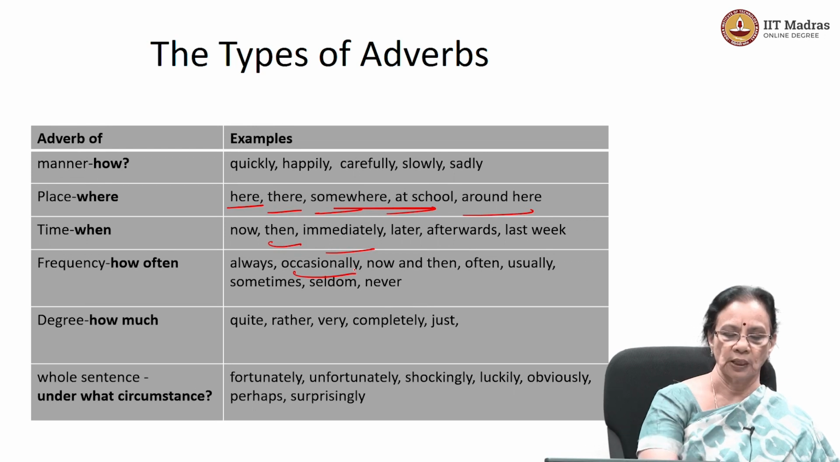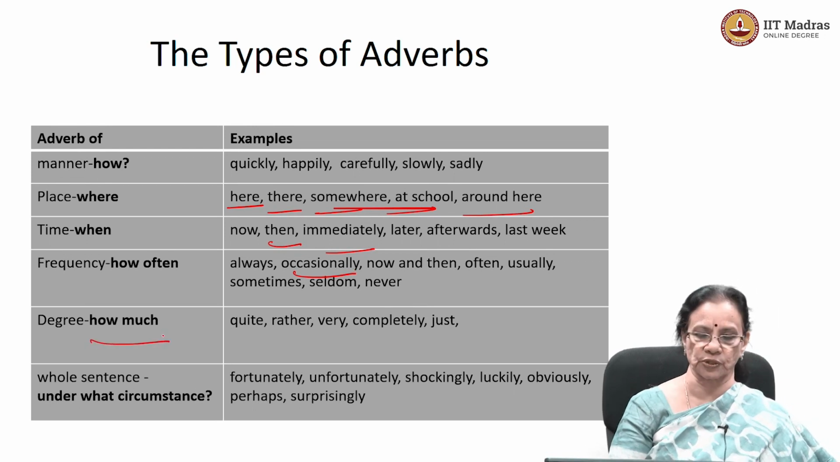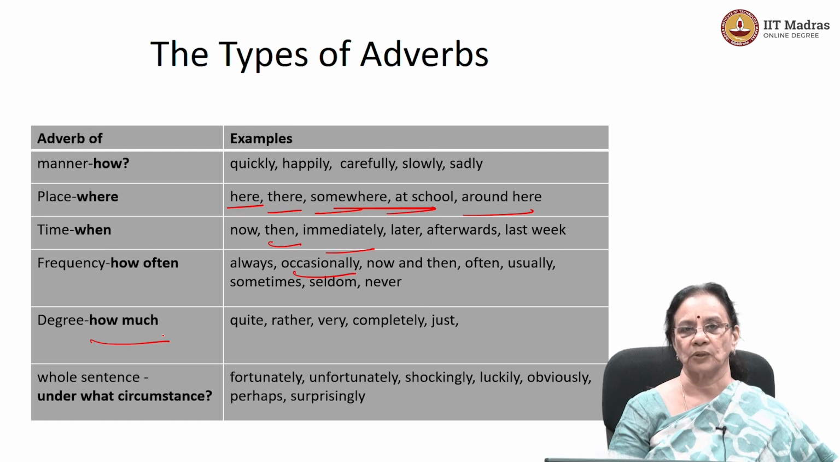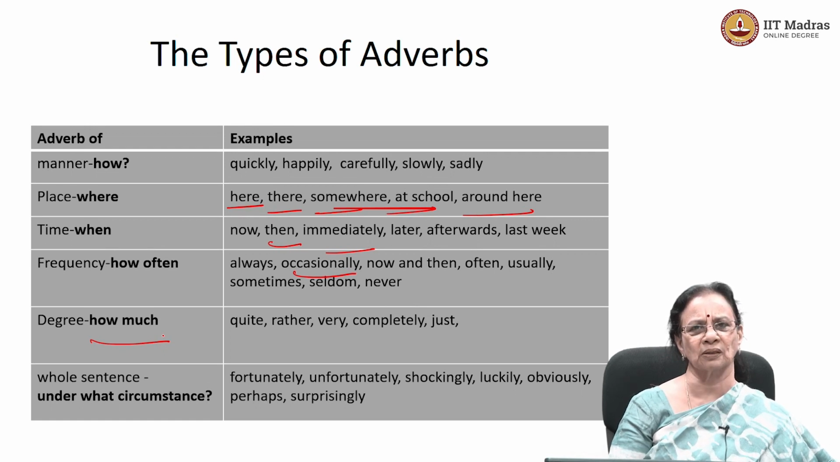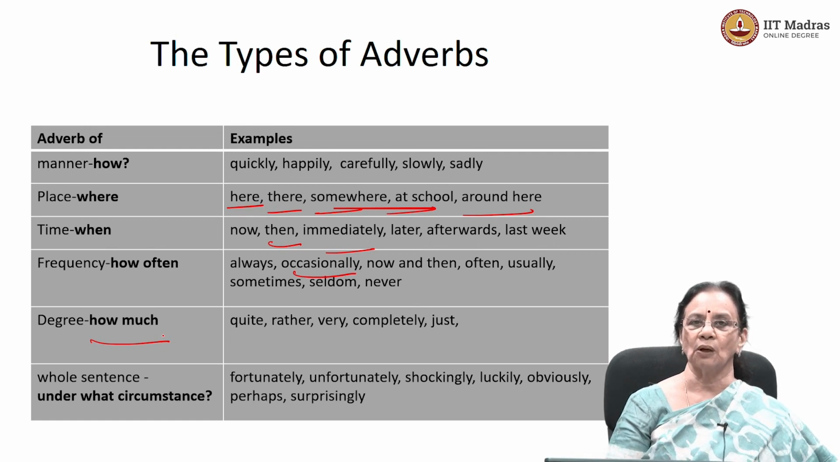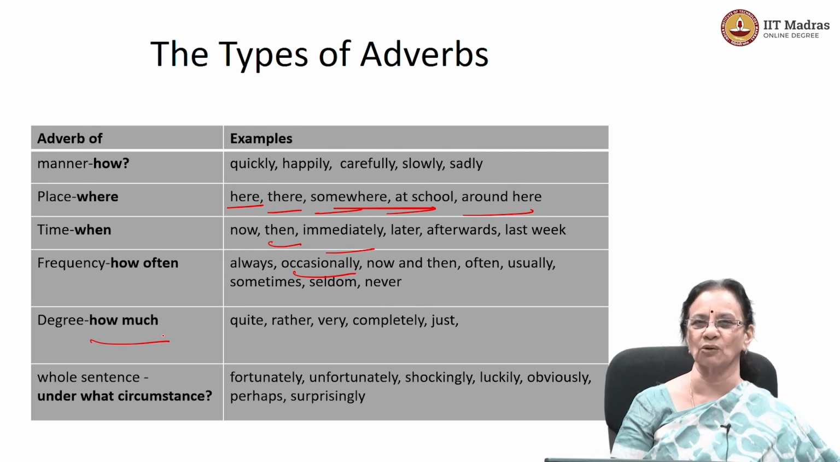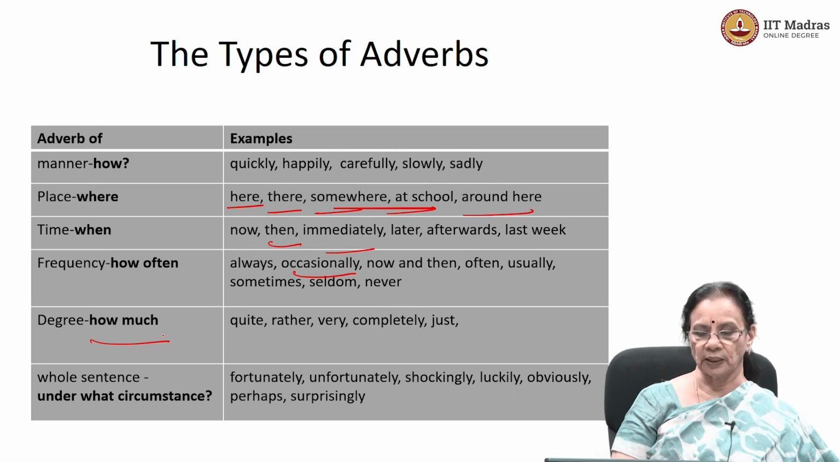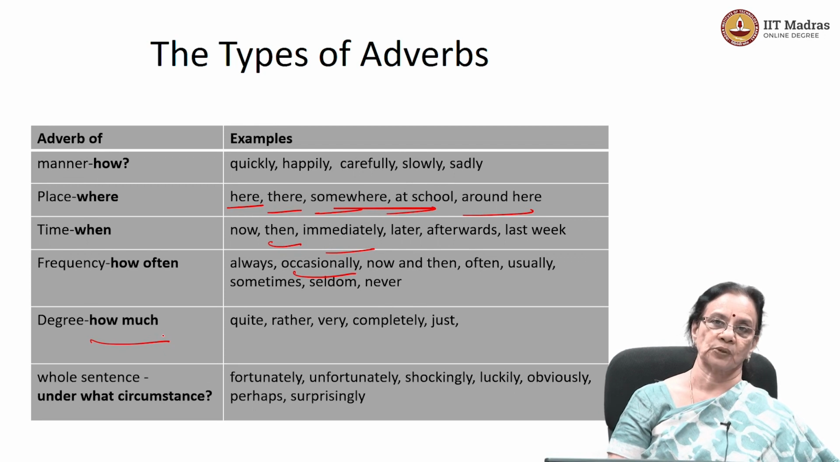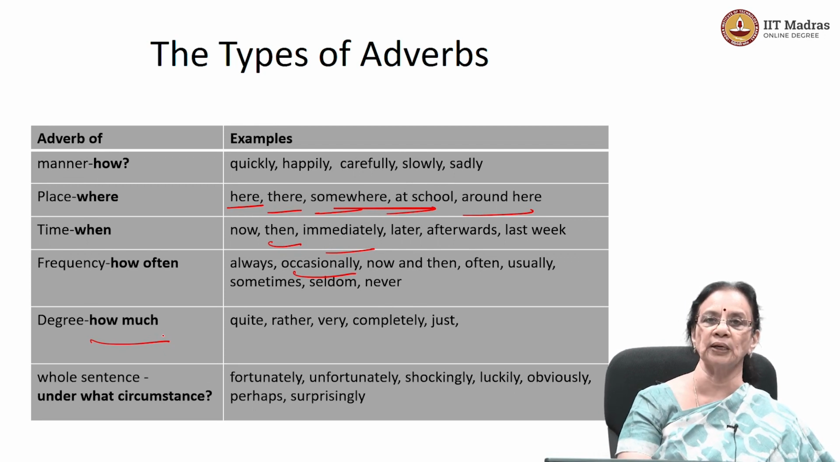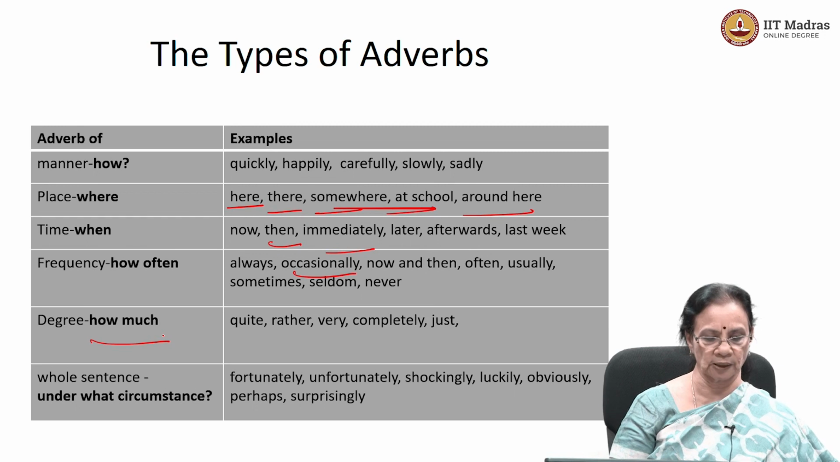And then we have the adverb of degree. How much? Quite. How was the match? Oh, it was quite boring. Rather. Oh, how was the weather? Oh, it was rather hot. And then very, completely, just. You can use any of these words to indicate adverb of degree.